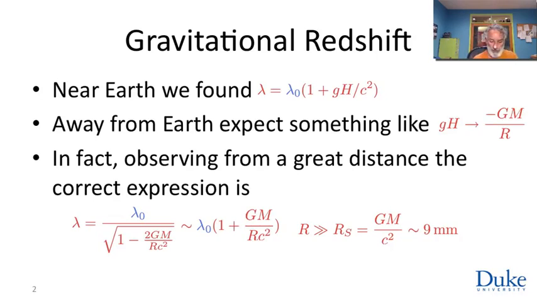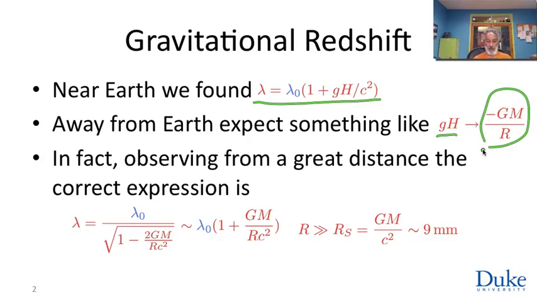Remember, from the principle of equivalence, we found that near Earth, if you shoot light up at height h, you find a gravitational redshift given by gh over c squared. This has to do with the acceleration of gravity being g. We've already played with that game before. And away from Earth, we expect that because the force of gravity is weaker as you move farther away, if you're not near the Earth's surface, we expect gh to be replaced by something like minus GM over r up to a constant.